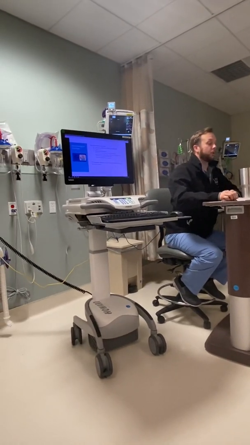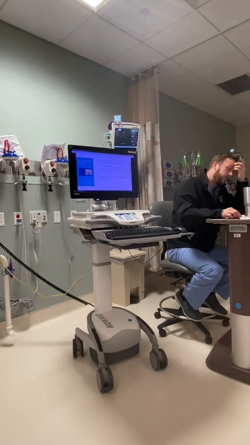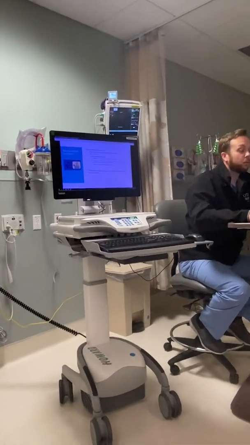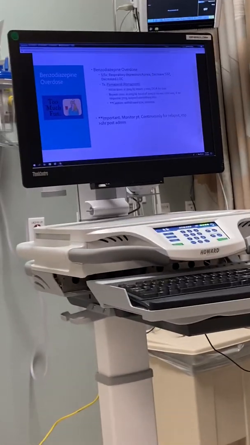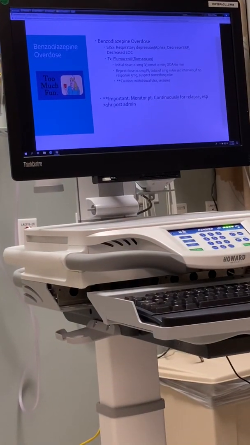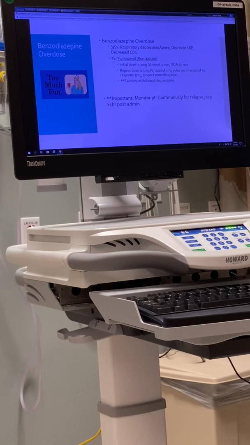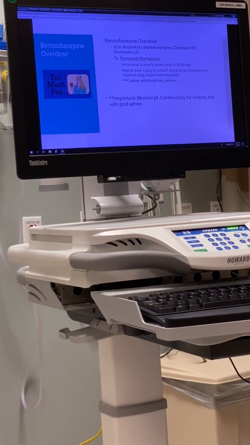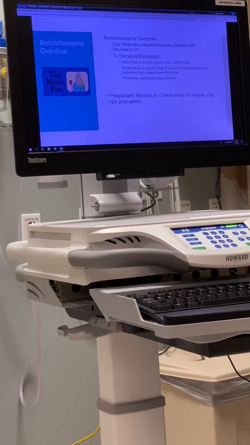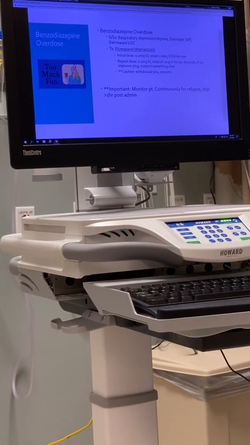Benzo overdose. What do you see for benzo overdose? You mostly see it with MAC cases, but respiratory depression, apnea, decreased systolic blood pressure, decreased level of consciousness. What's the agent? Flumazenil, Romazicon. How much do you give? You guys should know this dose by heart. 0.2 mg IV. Takes about 2 minutes. It lasts for about 60 seconds.